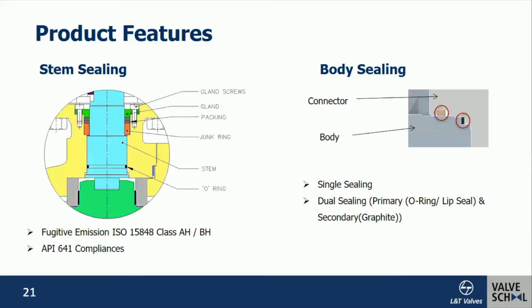For the body sealing between the two pieces of the body, the primary seal is by means of an O-ring, and the secondary seal again by means of a graphite seal, which acts both as a secondary seal as well as a protection for the fire safety.